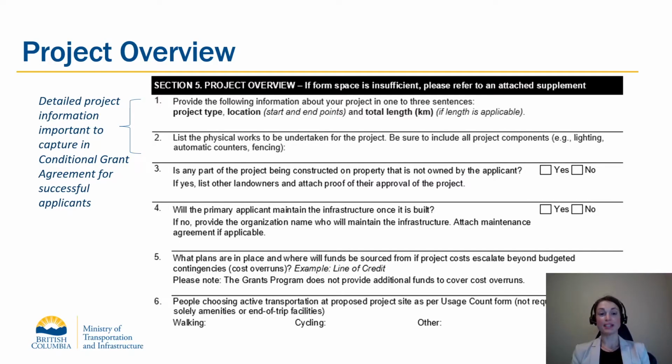As this can be quite detailed, the application form has a supplement that can include more information if needed. We would like to know the project type, as discussed previously, the location or start and end points, and the total length, if applicable. What types of physical work, such as lighting, automated counters, or fencing, will be a part of the project? As referenced in the land acquisition or approval section for eligibility, is there any land included in the project that is not owned by the community applicant?